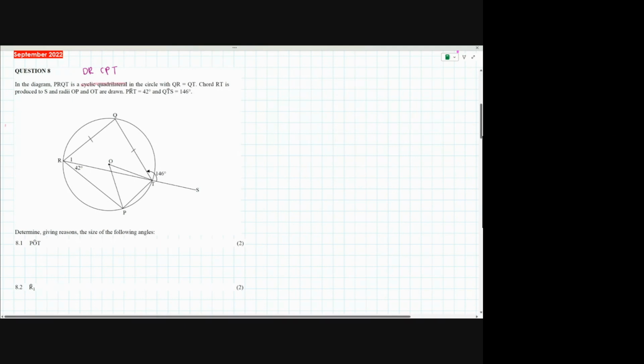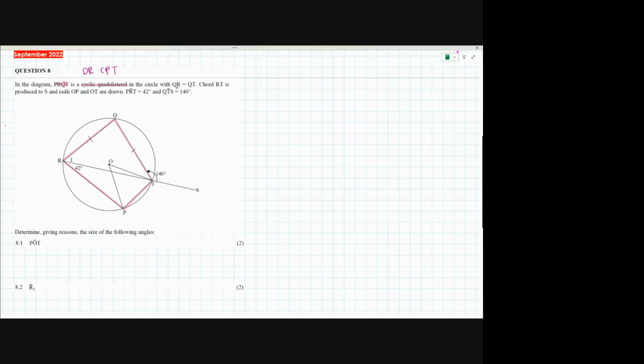So we are told that PRQT is a cyclic quadrilateral. If we go and actually identify that quadrilateral for ourselves, we can see it's a cyclic quad because all 4 of its vertices sit on the circumference of my circle. And that's what I said a cyclic quad was earlier. So here's my cyclic quad. That's great. It means all of my cyclic quad theorems can be applied in this situation.